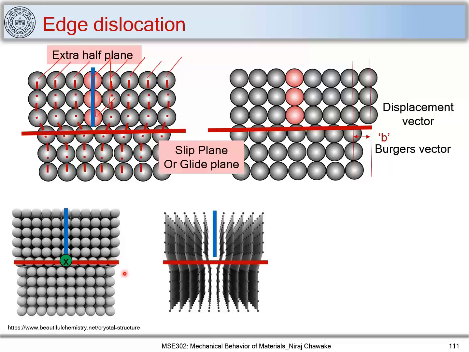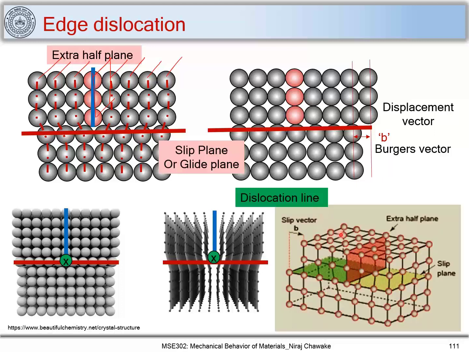Now let us look at something over here. I can see that atoms were missing, a line of atoms was missing inside. Here also I can see that there is a line of atoms missing, and that line I am calling a dislocation line. And let us visualize how it is.